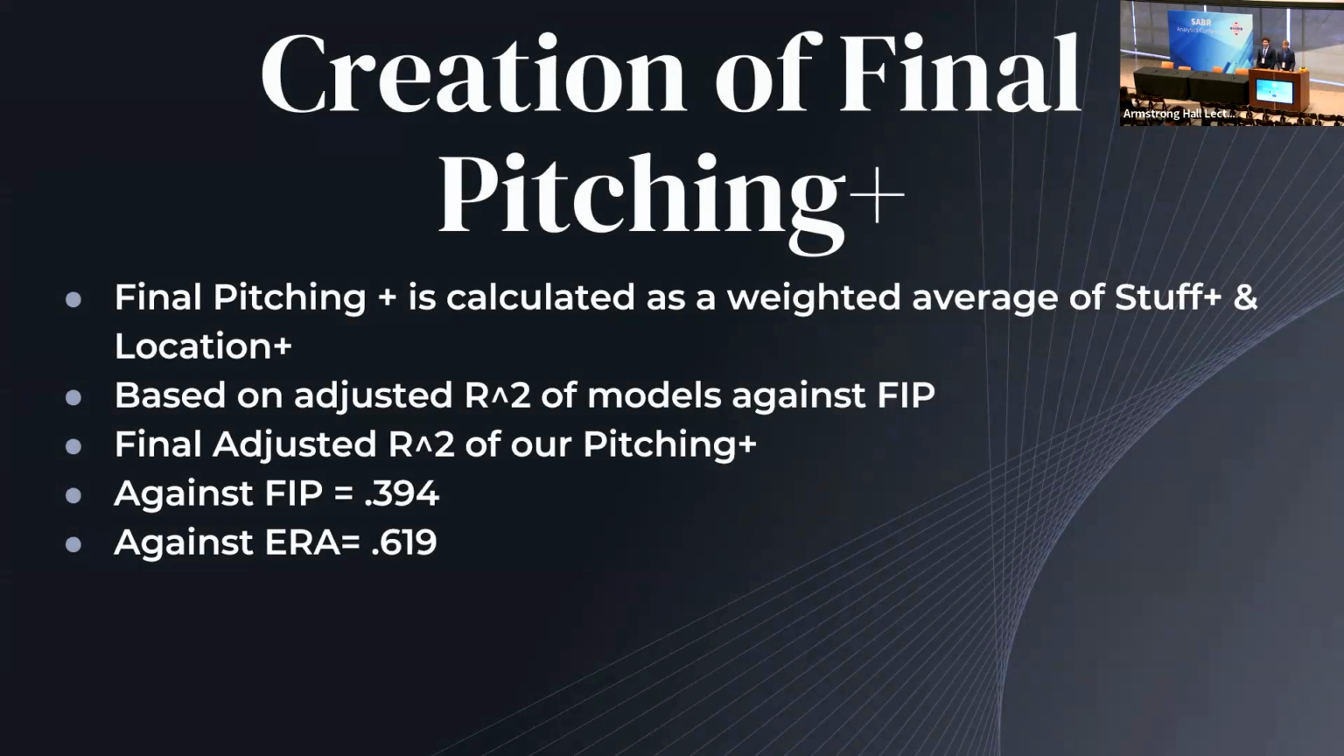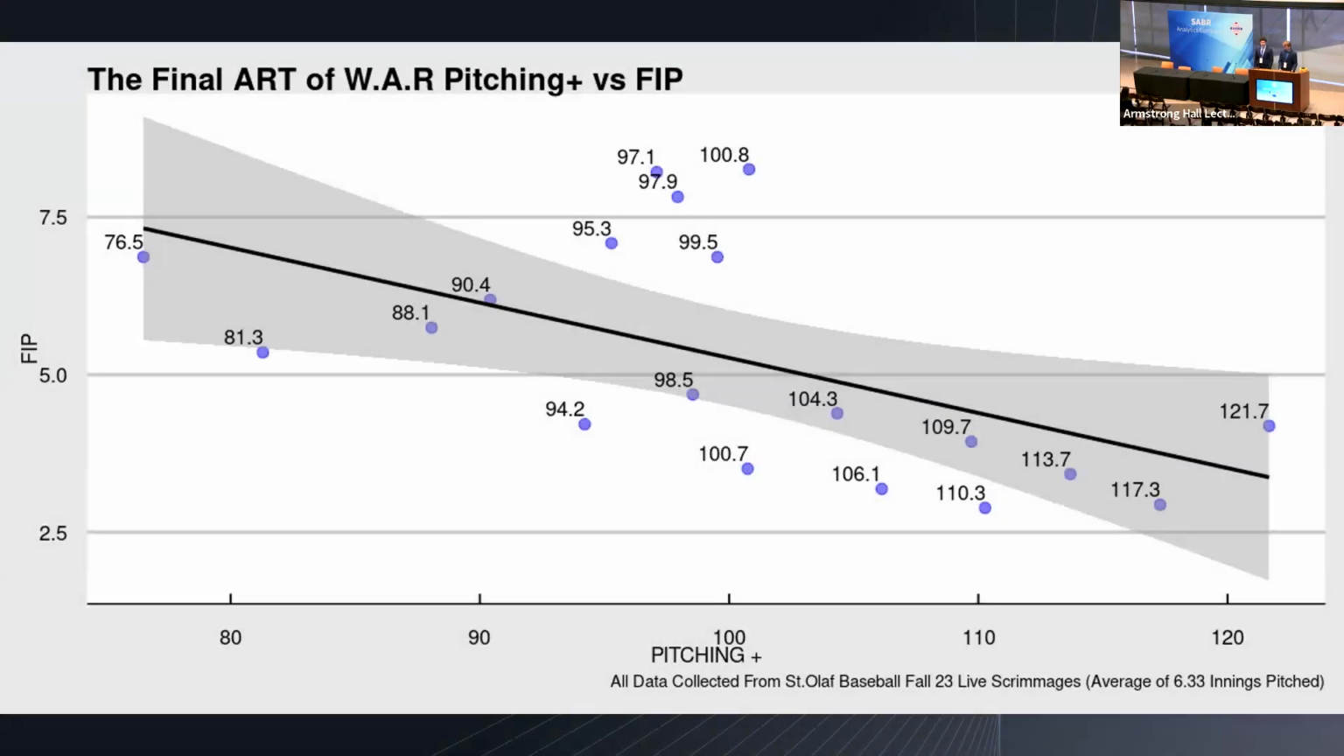And we found that our R-squared value against FIP was 0.394, which we thought was very competitive, especially considering the technology that we have access to. So we were really excited about that. And then against the ERA of our guys last spring, our R-squared value was actually 0.619, which we were ecstatic about. So here's the final chart against FIP.